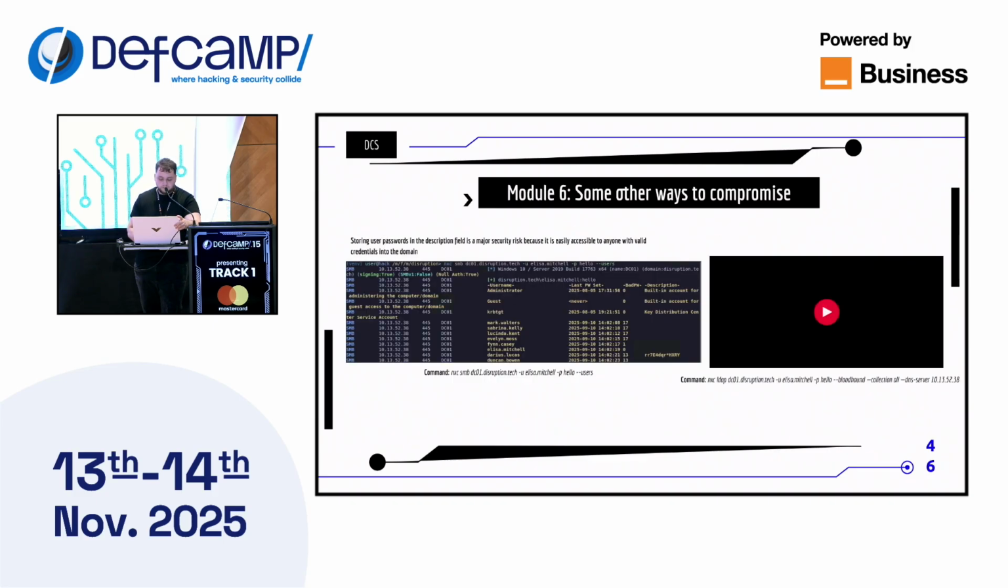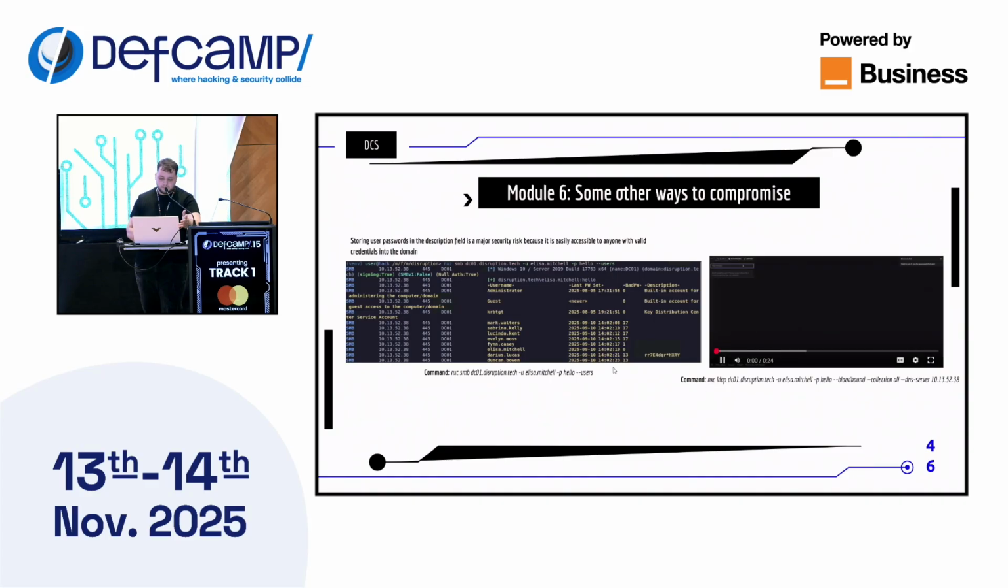And also, another thing that you can do is to look for clear stored credentials in the description. Once you have a valid account inside of the Active Directory, you can basically query anything on the domain controller and get the descriptions on every user.